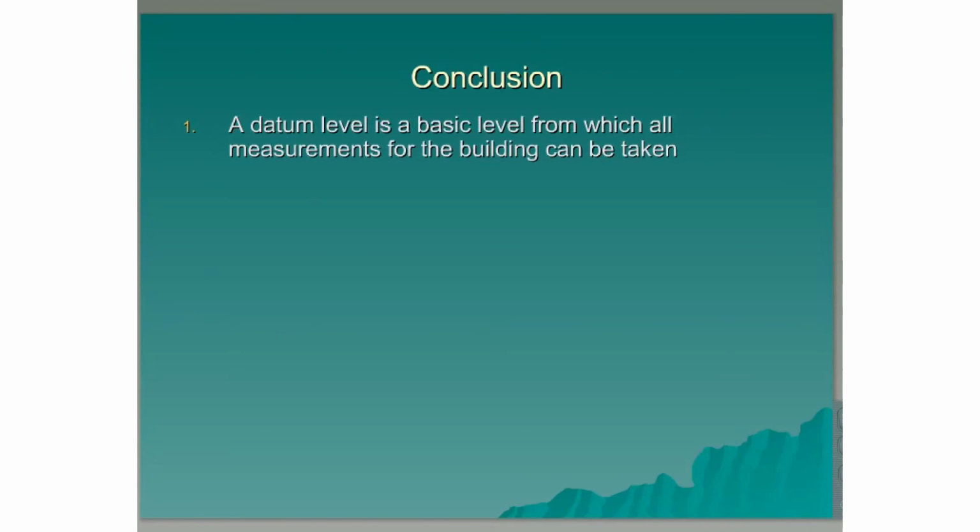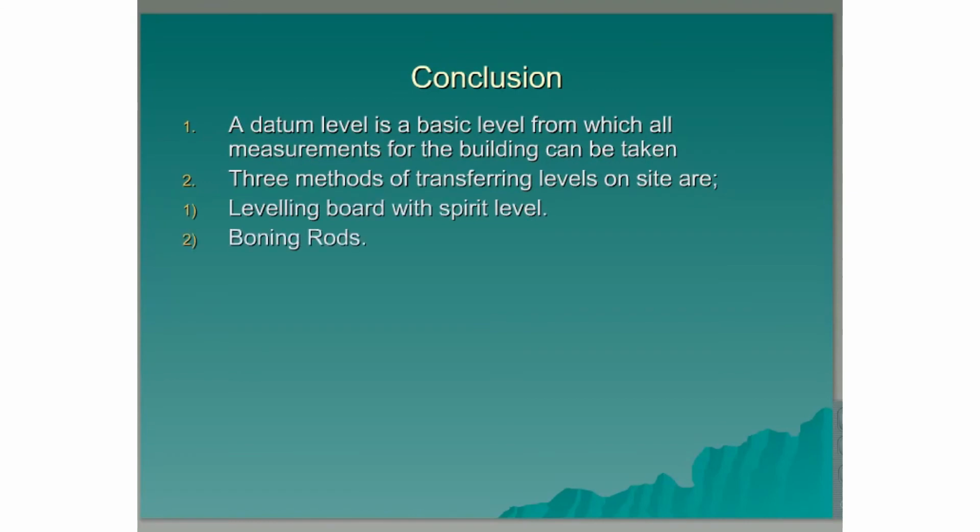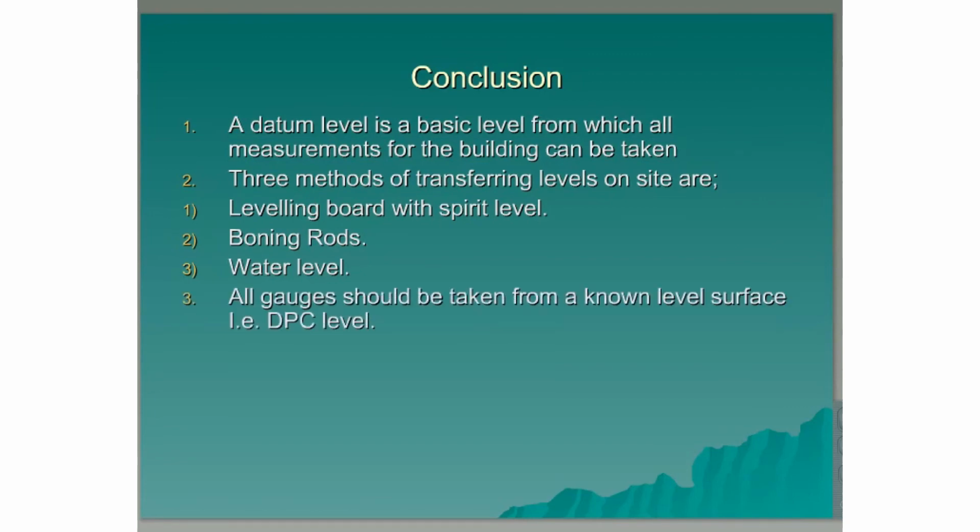Conclusion. A datum level is a basic level from which all measurements for the building can be taken. 3 methods of transferring levels on site are a levelling board with a spirit level or a straight edge with a spirit level, boning rods and water level. All gauges should be taken from a known level surface, therefore the DPC level.